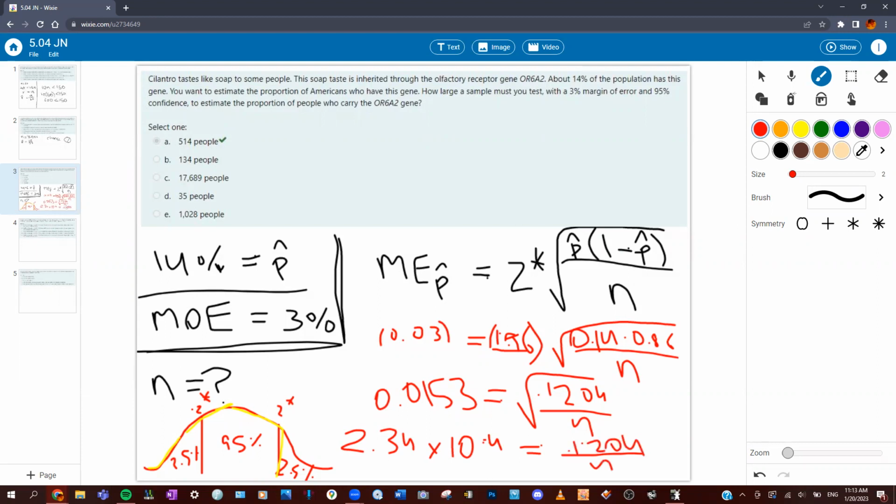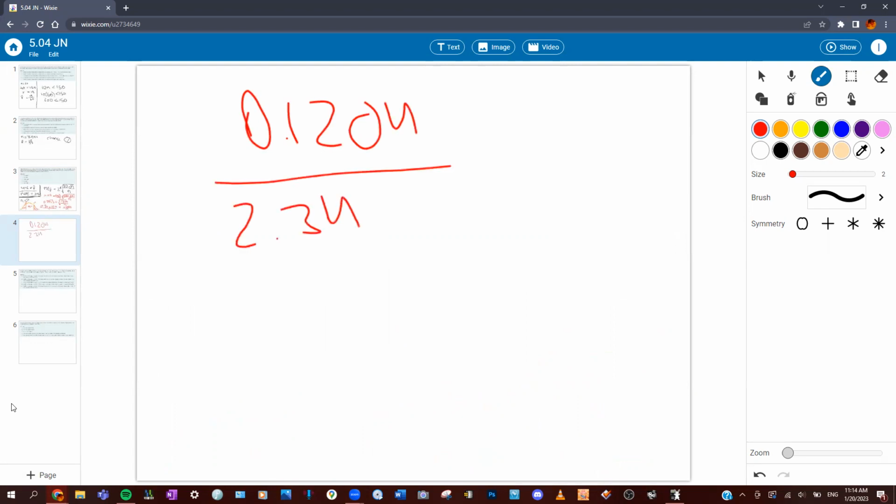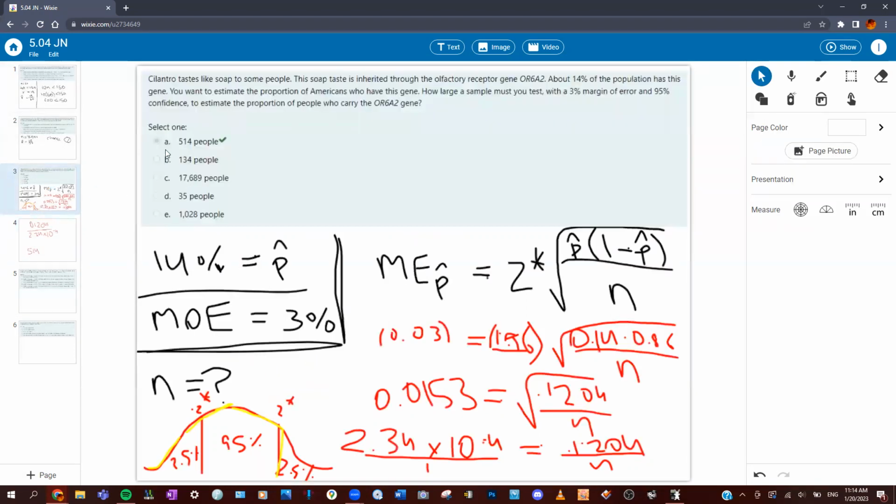0.1204 over N. Then if we cross multiply, we would figure out that it would be that scientific notation thing times N equals that. You divide by the scientific notation thing on both sides, so it's 0.1204 divided by 2.34 times 10 to the negative 4. And that is about 514. And that's how we get our answer there.